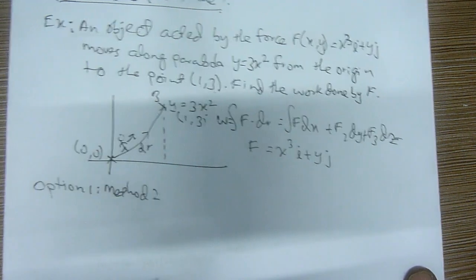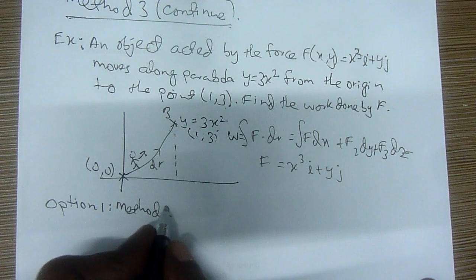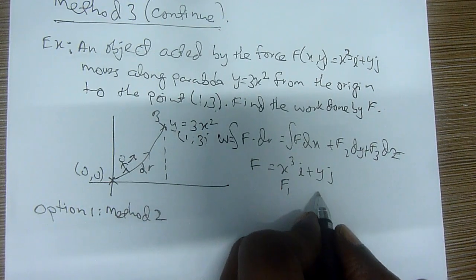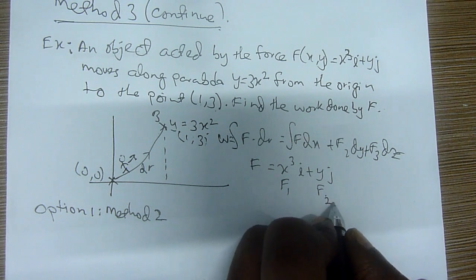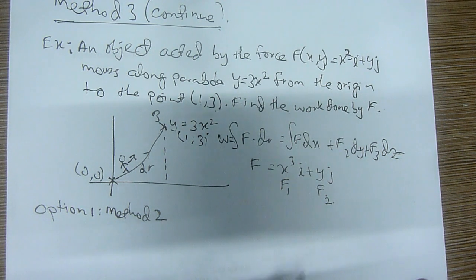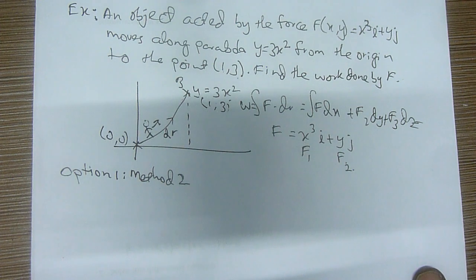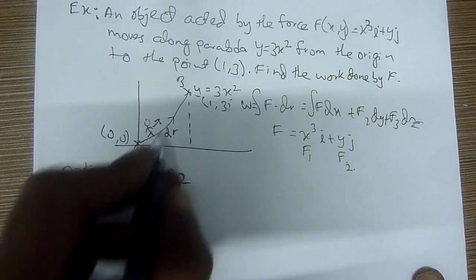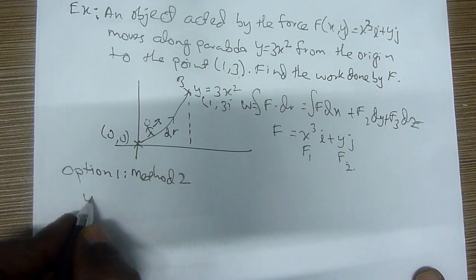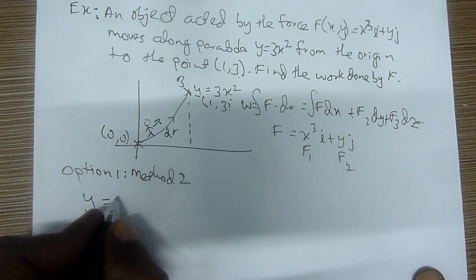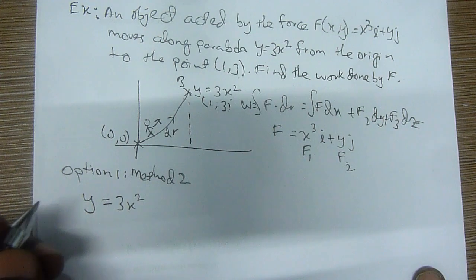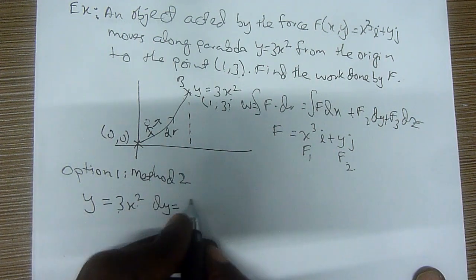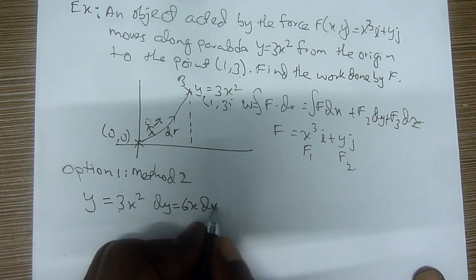Therefore, when I use method 2 to calculate, this is F1, this is F2. If I wanted to calculate with the F1, F2 method, what are the important things here? Y is given. We take it, this is now an exercise. dy can be calculated as 6x dx.